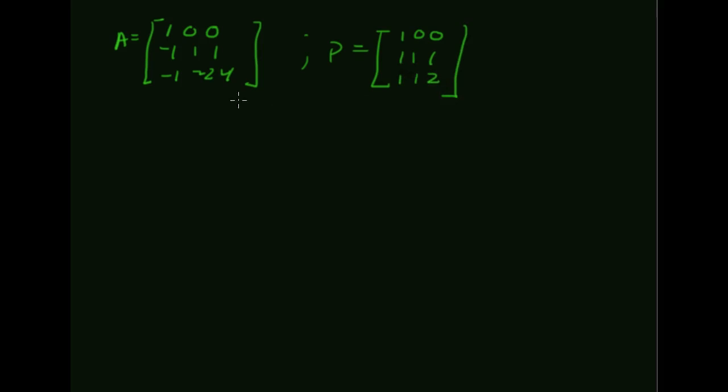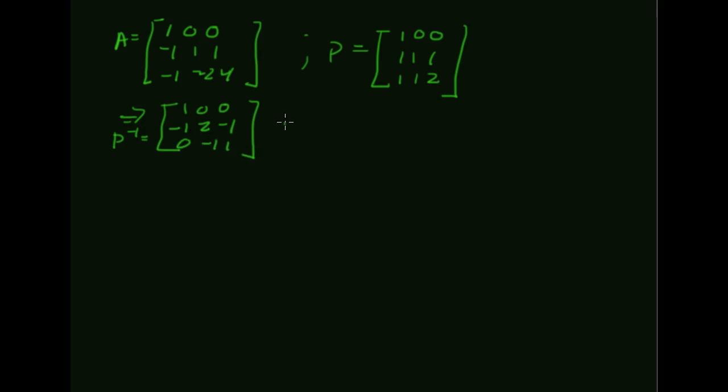Okay, so let's work an example here. We're going to let A be the matrix 1, 0, 0, negative 1, 1, negative 1, negative 2, 4. And we're going to let P be the matrix 1, 0, 0, 1, 1, 1, 1, 1, 2. If you use MATLAB or work it by hand, you're going to get that P inverse is the matrix 1, 0, 0, negative 1, 2, negative 1, 0, negative 1, 1.